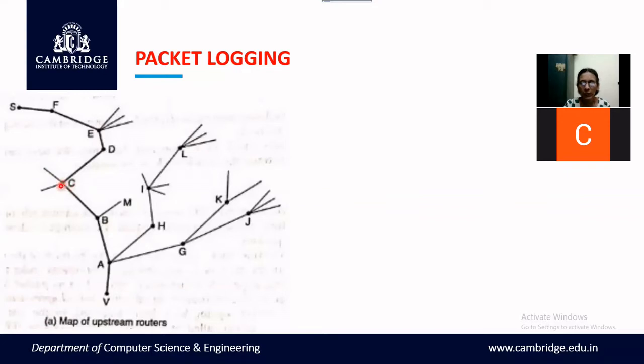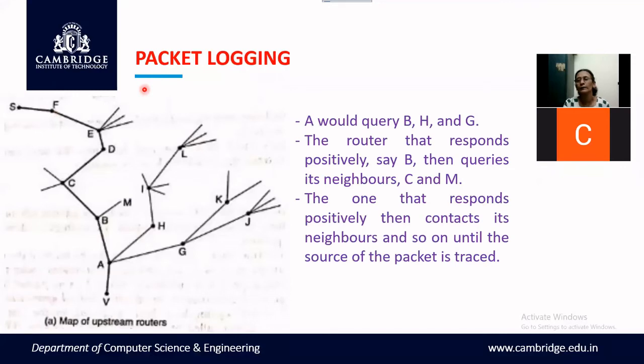Now C will check its incoming routers, and D will reply that it has it. Now D will check its incoming router, that is E. E will check its incoming routers and find it in F. F will find it in S. Thereby, we are able to establish the path as S, F, E, D, C, B, A, V. That is the idea of packet logging.